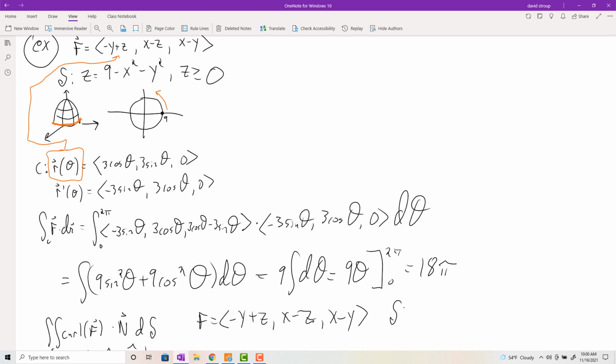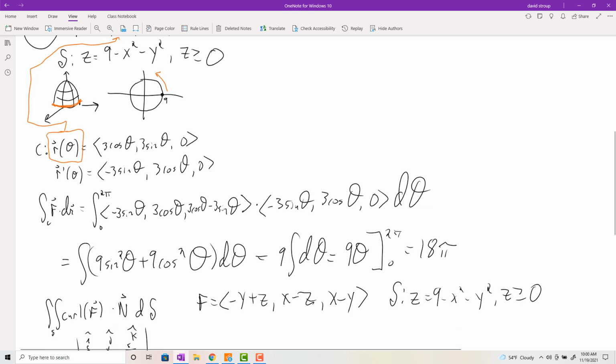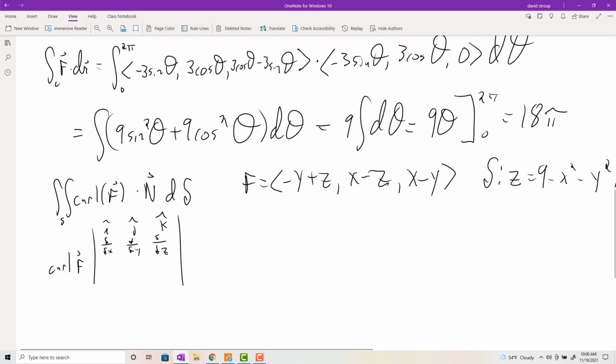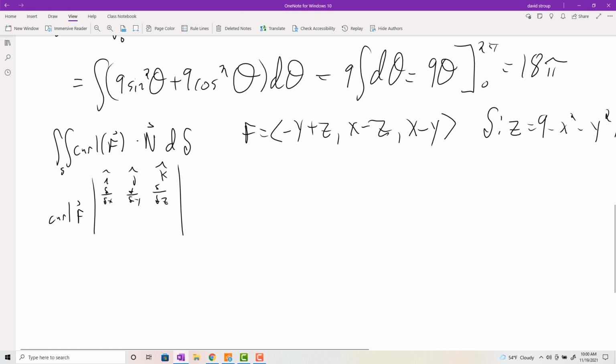Might as well rewrite the surface as well. S equals 9 minus x squared minus y squared, where z is greater than or equal to 0. Okay, great. So plugging in these components, negative y plus z, x minus z, x minus y is going to give me, cover up the first column. With respect to y, it would be negative 1 minus negative 1. And then the next component, cover up the second column. It would be 1 minus 0.